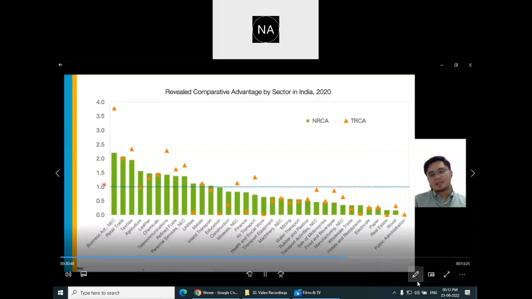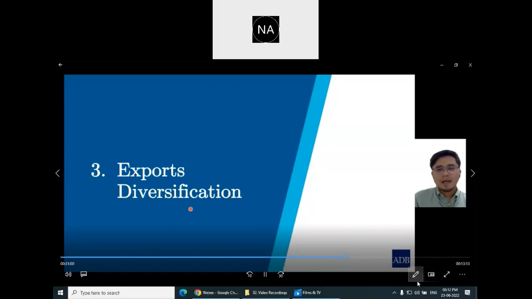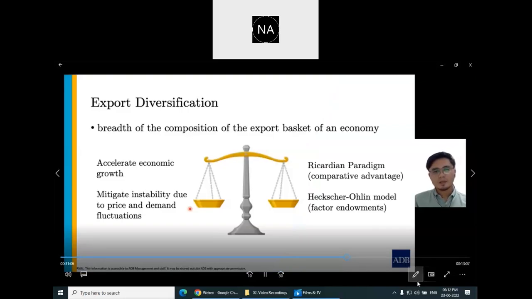Using the new revealed comparative advantage index, India's exports are also competitive for the following sectors: retail trade, textiles, agriculture, leather, and chemicals, among others. Now let's move on to export diversification.